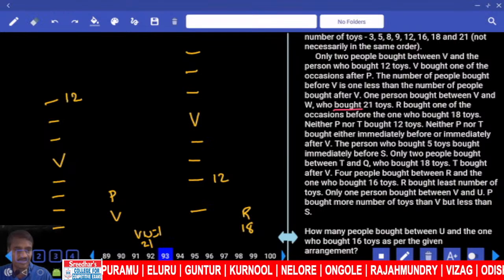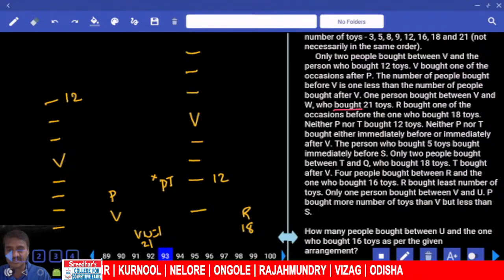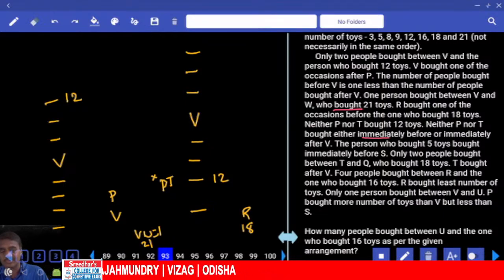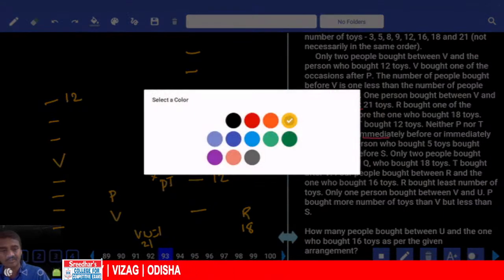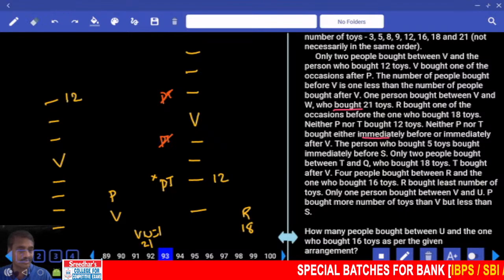And neither P nor T is 12. Now P and T cannot be 12. Neither P nor T is immediately before or immediately after V. So P and T cannot be adjacent to these two. P and T cannot be here, P and T cannot be here. As P and T cannot be here, now P must be before V.